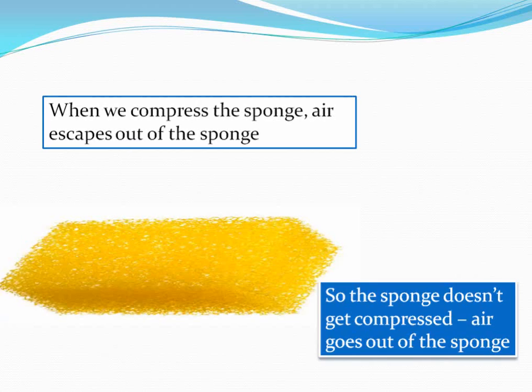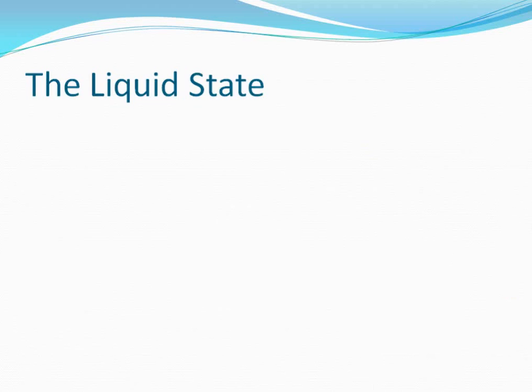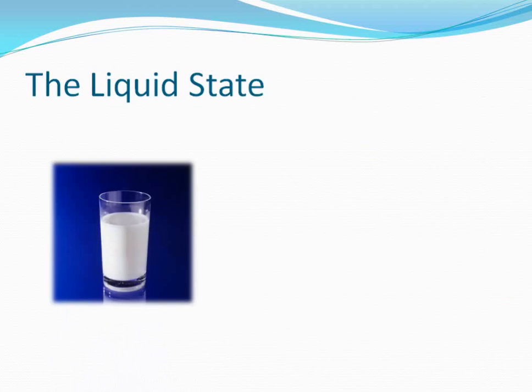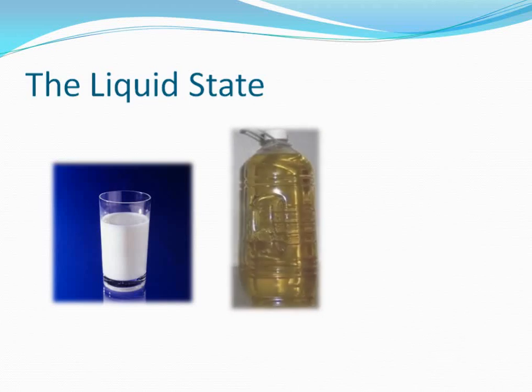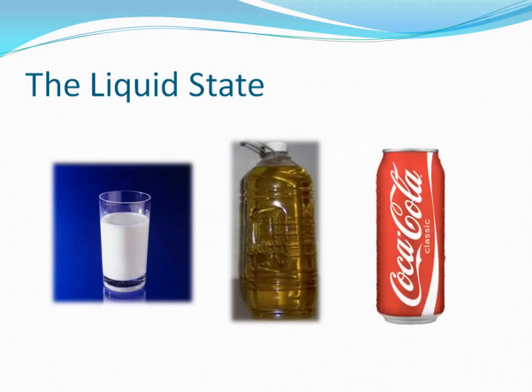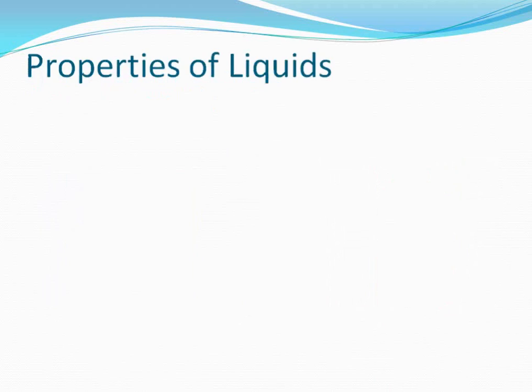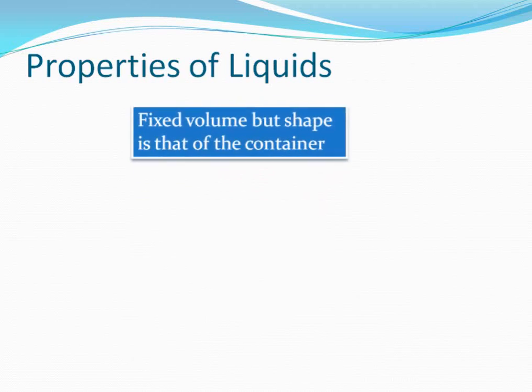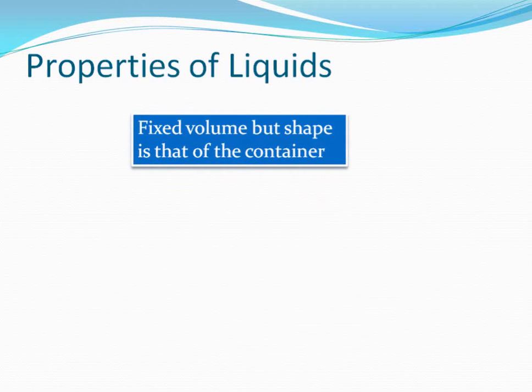What about the properties of liquids? Let's move on. There are many common liquids that we see in our daily life. Milk is a liquid. Kerosene oil is a liquid. Even the Coke we drink is a liquid. As you can see, liquids are all around us. One important property of liquids is that they have a fixed volume, but they don't have a fixed shape. Now that is obvious too.